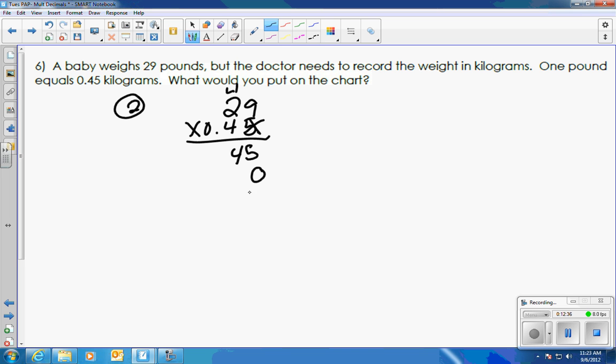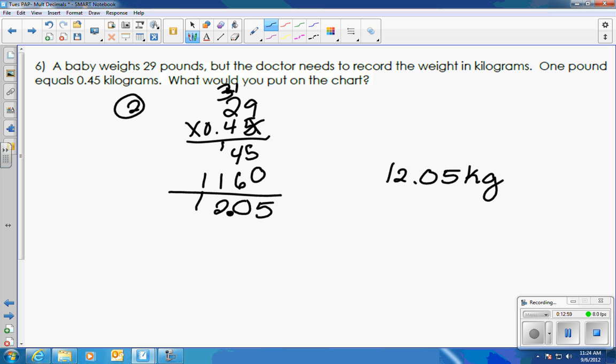9 times 4 is 36. I'm going to carry my 3 up there. 2 times 4 is 8, 9, 10, 11. That gives me 5, 0, carry my 1, 2, 1, 2 decimal places. Means that on the chart I would put 12.05, and that would be kilograms.